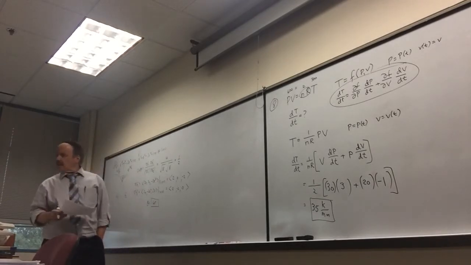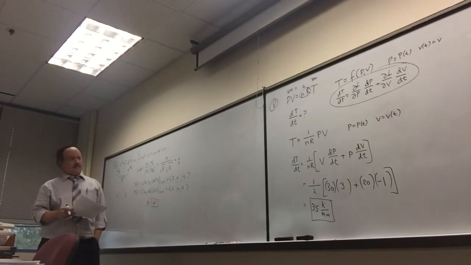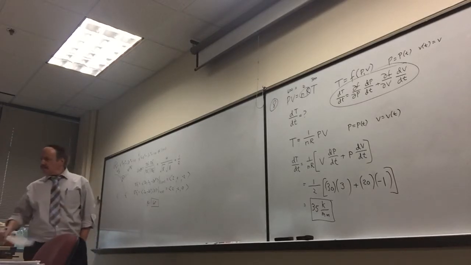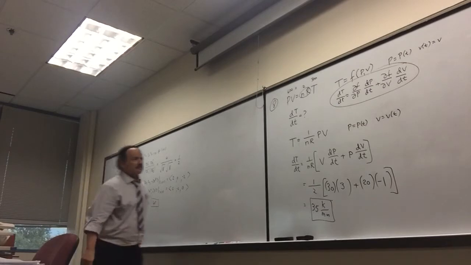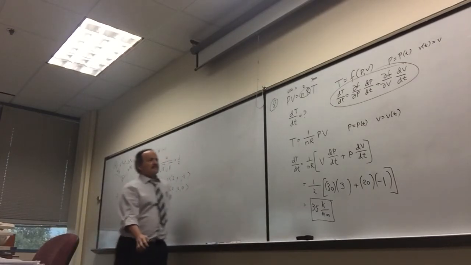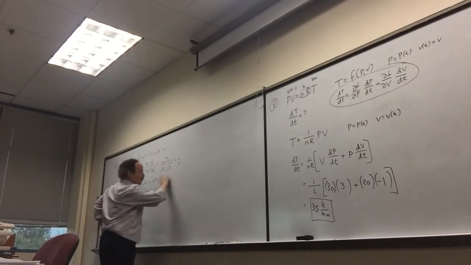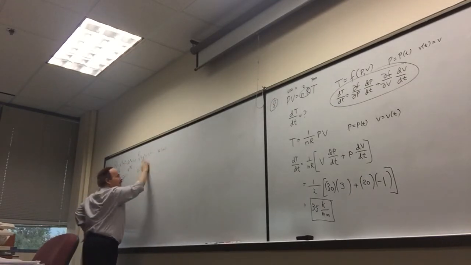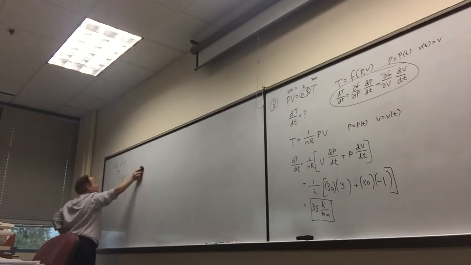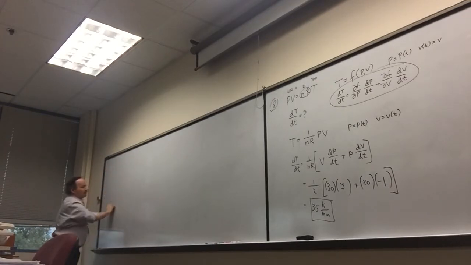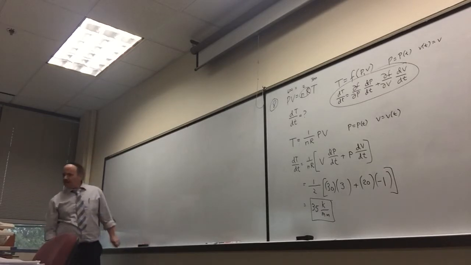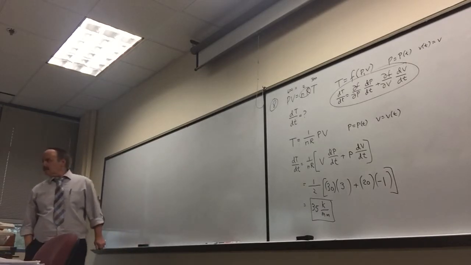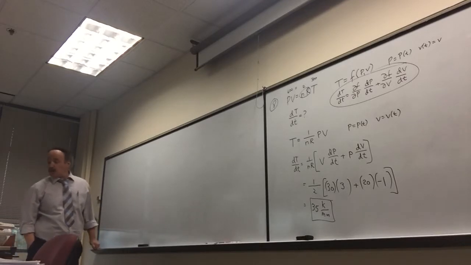What's a Pascal? So, pressure. Pressure for units. Right, but what is it? How much is it? I forgot. Pascal was a guy, a French guy. It's a Newton per square meter. A Pascal is 1 Newton of force per square meter of area.